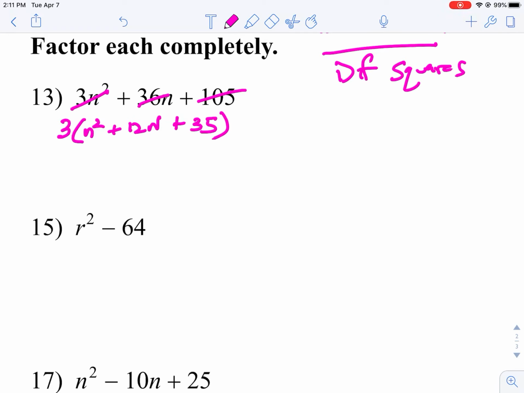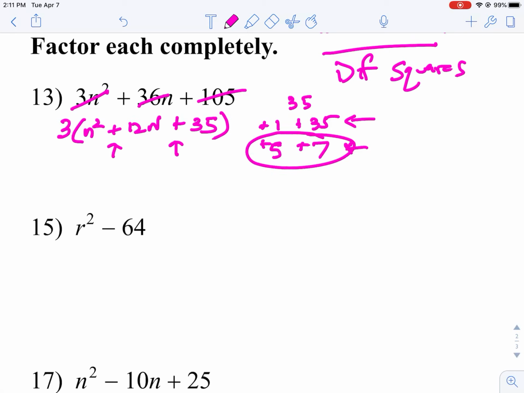So now I have to do my trinomial factoring. I take my 35 and list the factors: 1 and 35, 5 and 7. The sign of the last term is positive, so both factors will be the same sign, and the sign in the middle tells me they're both positive. Which two give me the positive 12 in the middle? Right there. So we don't take our 3 off.